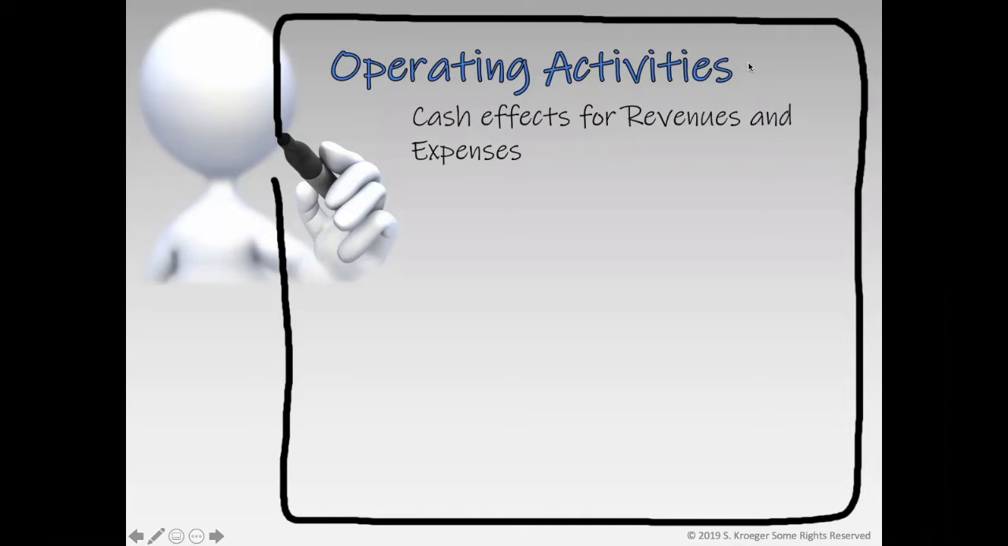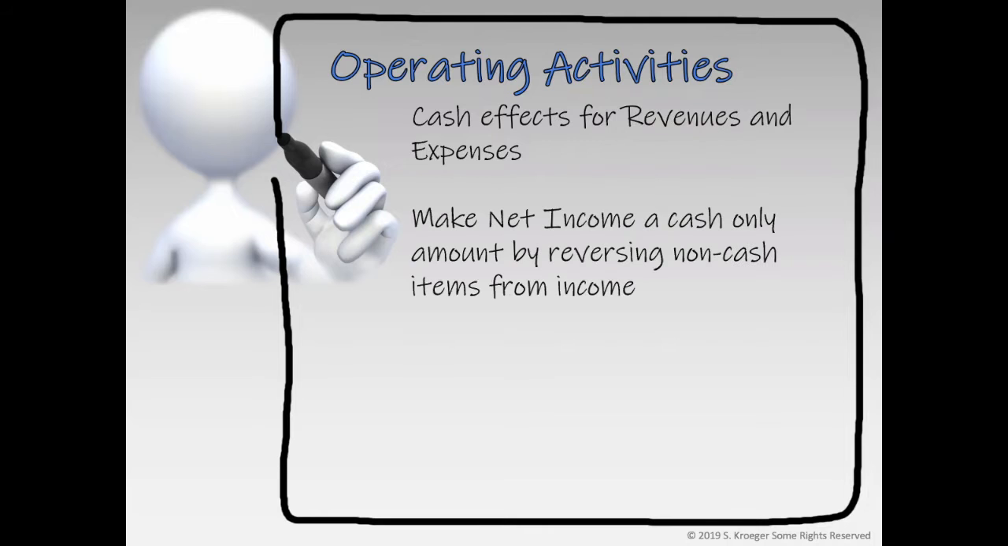This topic will cover how to prepare the operating section of the statement of cash flows. The operating activities category includes transactions and events that affect net income. You want to make net income on a cash-only basis by reversing non-cash items from income. Currently, net income of a company is on an accrual basis, meaning there are items that are not cash that can either increase or decrease your income.